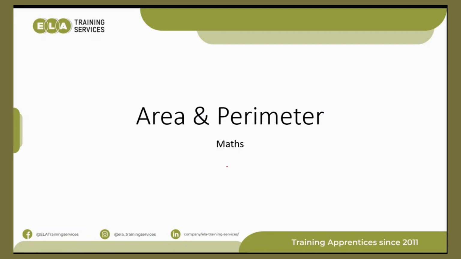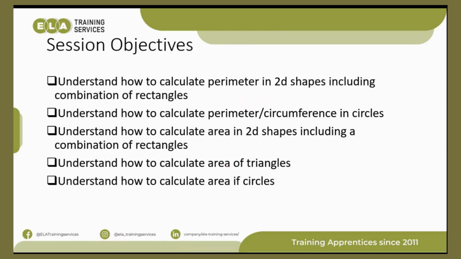And today we are going to be covering area and perimeter. Our objectives for today's session are to understand how to calculate perimeter in 2D shapes, including a combination of rectangles, understanding how to calculate perimeter and circumference in circles, understanding how to calculate area in 2D shapes, including a combination of rectangles, and how to calculate area of triangles and area of circles.